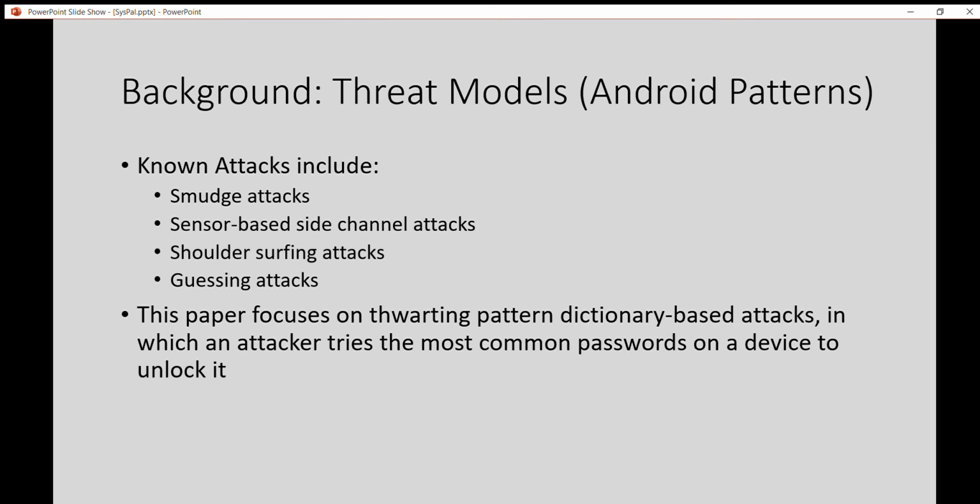So, a little bit more on background and threat modeling for Android patterns. There are a variety of known attacks that can be used to unlock Android phones and guess or otherwise sidestep these Android patterns that are used to unlock phones. These include smudge attacks, sensor-based side channel attacks, shoulder surfing attacks, and guessing attacks. This paper specifically focuses on thwarting pattern dictionary-based attacks, in which the most common passwords are found by an attacker, and those same passwords are tried on a user's device to see if it can be unlocked.